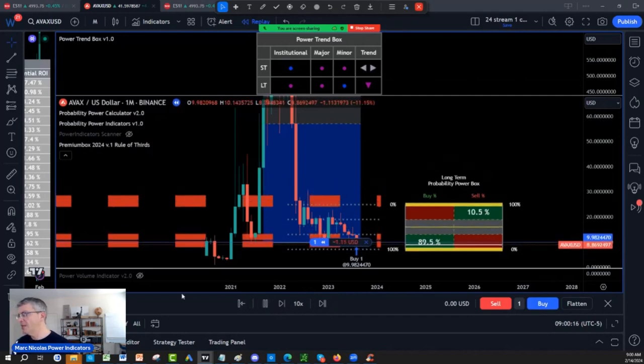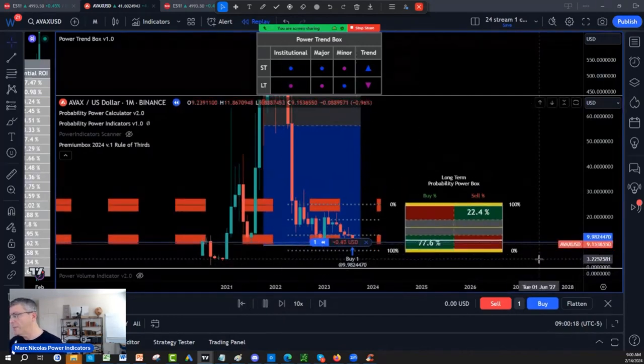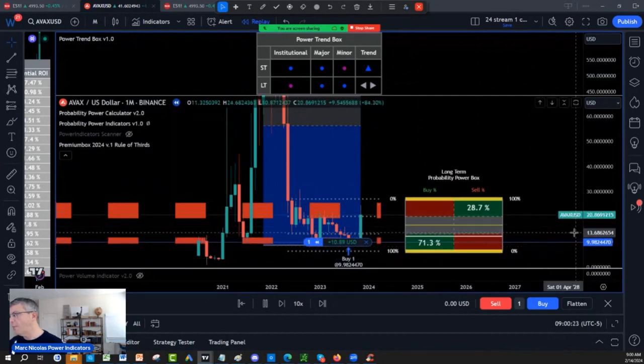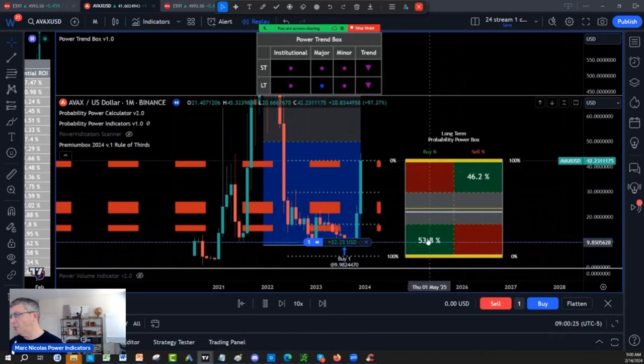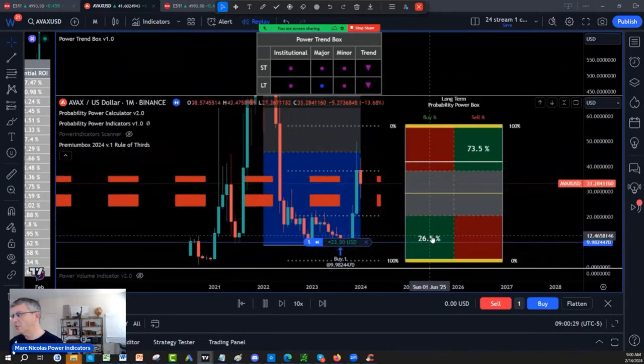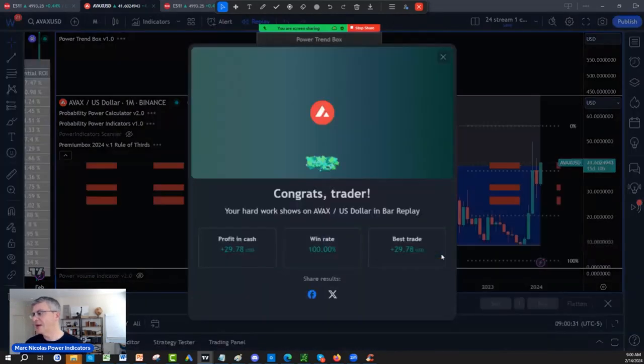Buy on blue, sell on purple. That's it. As you see, as AVAX started ripping up, now the probability on the buy side goes down. See, now it's down to 26% because you're a little late, right?